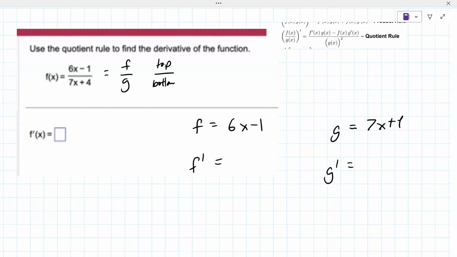So I'll ask you again here to jump in. Whenever you get caught up here, what is the derivative of F? What is the derivative of G? The derivative of f is 6, and then the derivative of g is 7. Good. So we've now got a little different formula for the quotient rule.